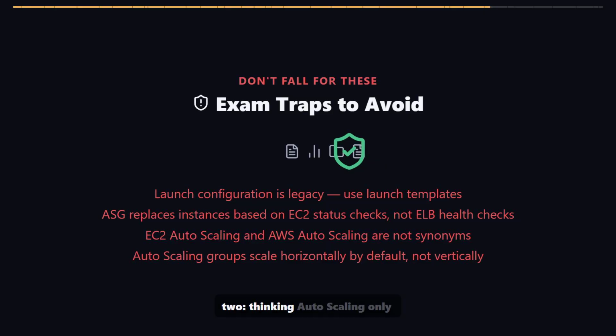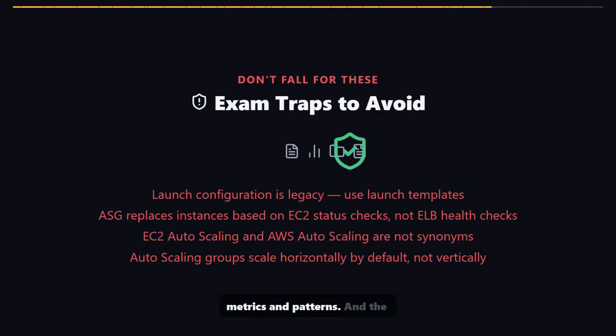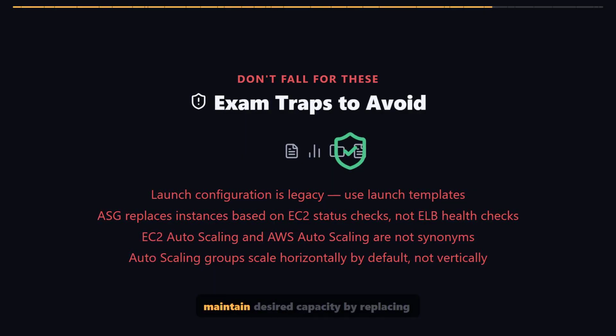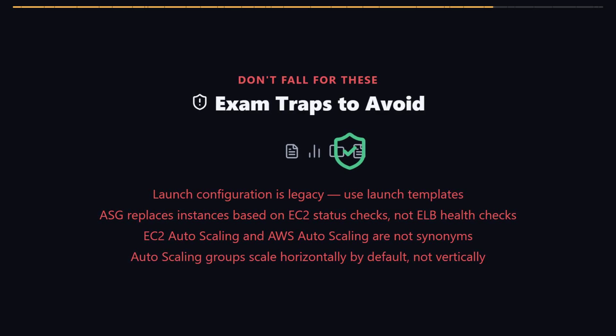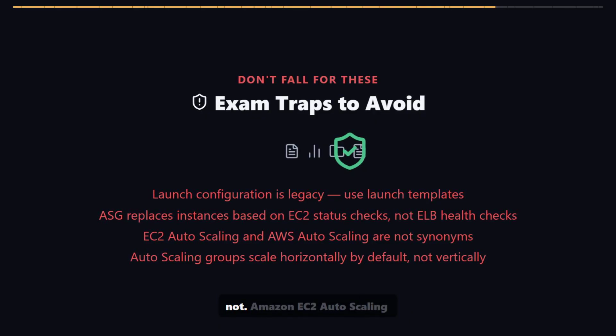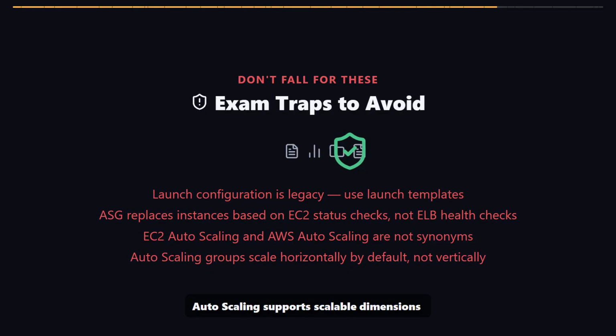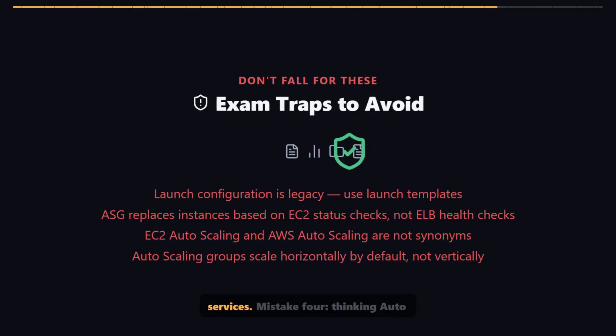Mistake 2. Thinking Auto Scaling only responds to high CPU. Scaling policies can respond to different metrics and patterns. And the Auto Scaling group also helps maintain desired capacity by replacing in-service instances that it determines are unhealthy. Mistake 3. Treating EC2 Auto Scaling and Application Auto Scaling as synonyms. They're not. Amazon EC2 Auto Scaling manages EC2 instance groups. Application Auto Scaling supports scalable dimensions exposed by other supported AWS services.